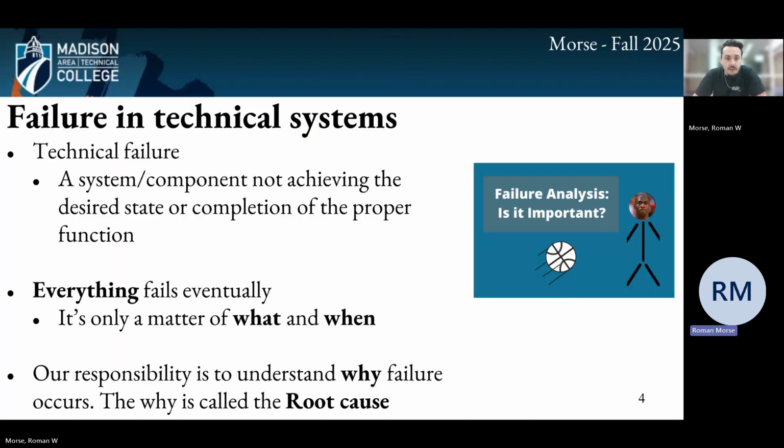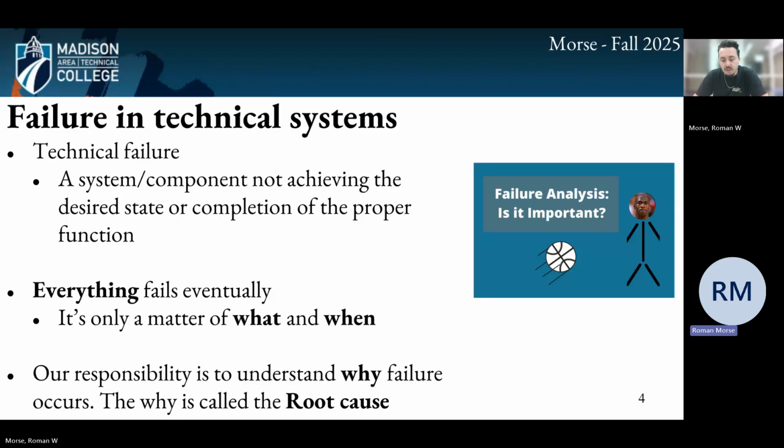All right, so technical failures. A technical failure occurs when a system or a component of the system is not achieving the desired state or completing the proper function. This doesn't mean a total and complete failure. It could be something just not operating correctly.